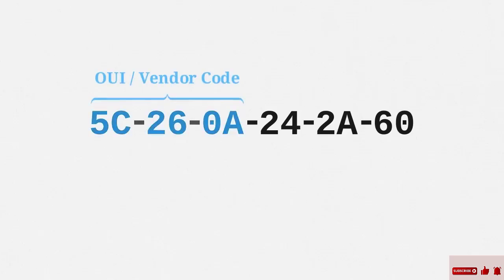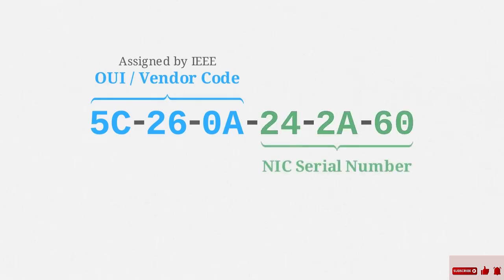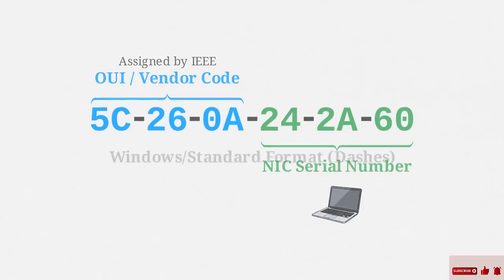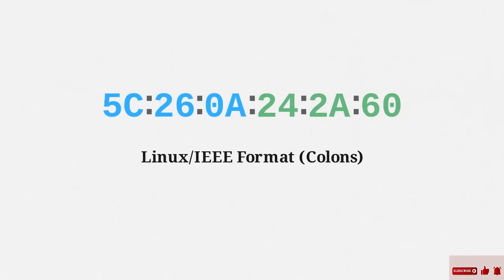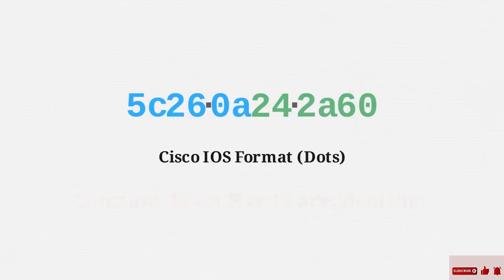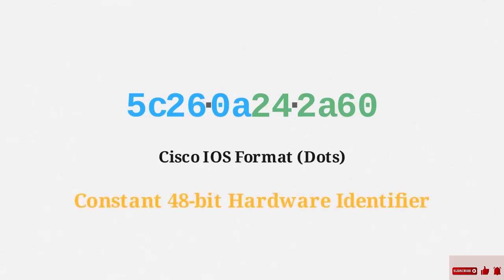Reading from left to right, these first 6 hexadecimal digits, or 3 bytes, make up the Organizationally Unique Identifier, or OUI. The IEEE assigns this code directly to the hardware manufacturer. The remaining 6 digits are the NIC serial number. The manufacturer assigns this unique value to the specific network interface card built into your computer. Depending on the operating system, you might see this address formatted with dashes, colons, or periods. The syntax changes, but the underlying 48-bit hexadecimal value remains exactly the same.